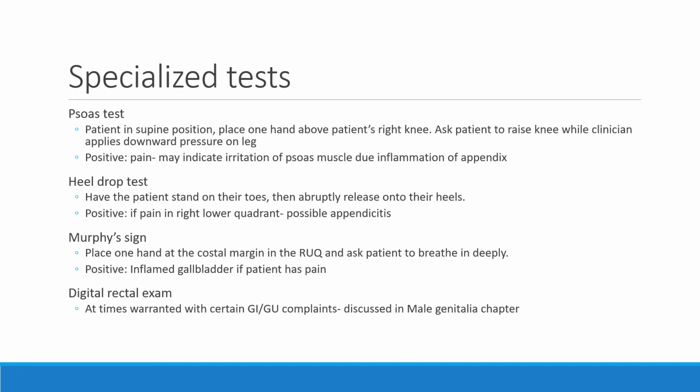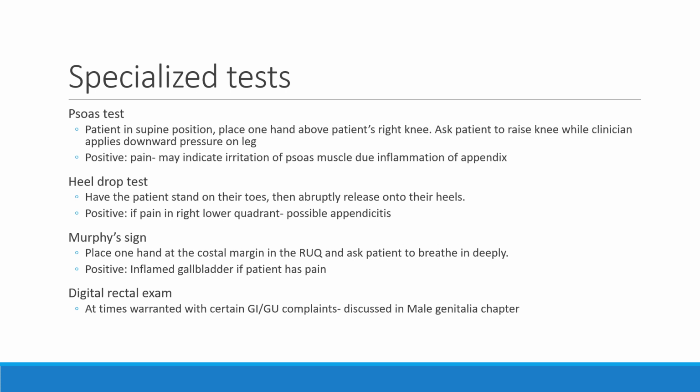We have our psoas test, and the patient to do this is in the supine position. You're going to place one hand above the patient's right knee and ask the patient to raise the knee while the clinician applies downward pressure on the leg. If it's positive, it induces pain, which may indicate irritation of the psoas muscle due to inflammation of the appendix. There's a heel drop test where you have the patient stand on their toes and abruptly release onto their heels, and it's positive if they have pain in the right lower quadrant.